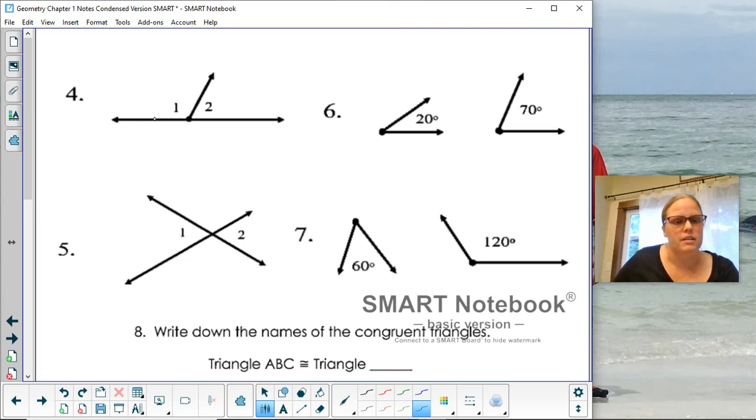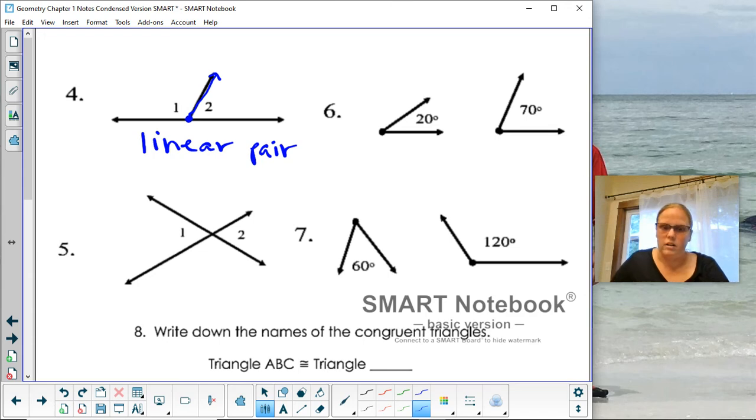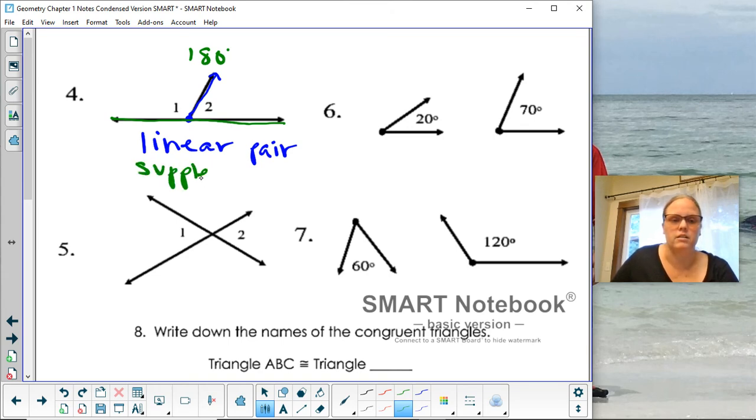All right, question 4. This one has actually 2 different terms that go with it. So right here you can see that I have angle 1 on the left and angle 2 on the right, and they're both sharing a vertex, and they're both sharing a side of their angle. So these 2 are actually forming a linear pair. However, because a linear pair creates this straight line, and straight lines are a total of 180 degrees, it is also considered a supplementary pair.